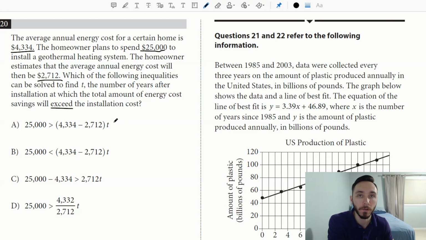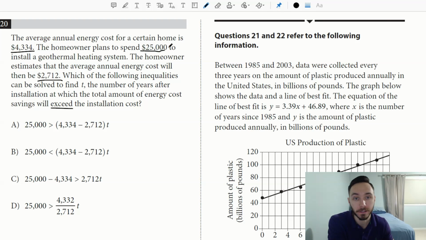All right, so we're trying to figure out when, so every year we're saving money with this, I guess, geothermal heating system. We're trying to figure out after how many years this $25,000 investment finally pays off. So you're normally paying this much, this $4,000 amount, but then after you get this thing, you're paying only this much. So every year you're saving the difference. So keep that idea in mind. You're saving whatever the difference is between these every single year.